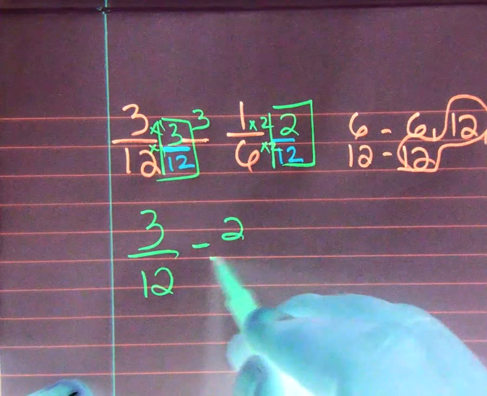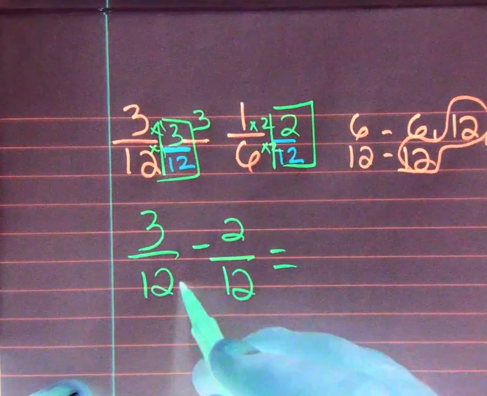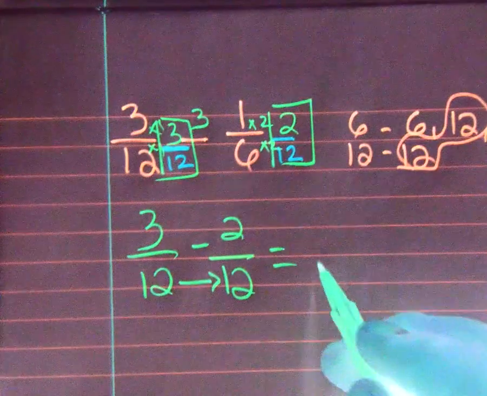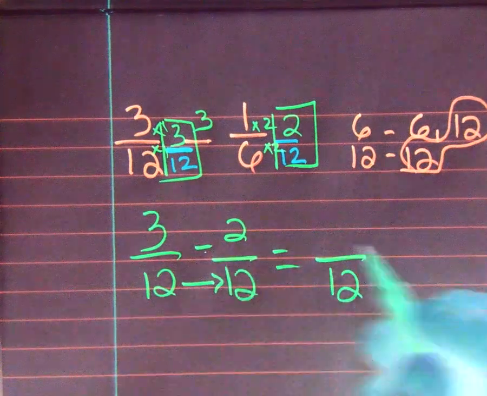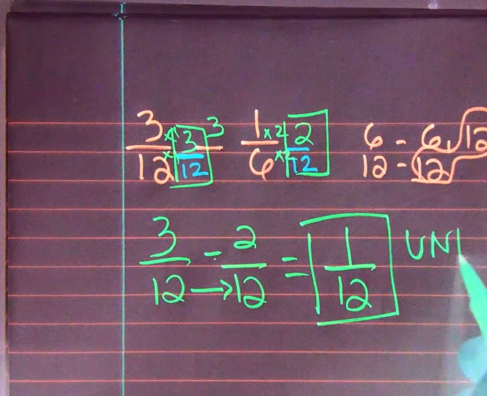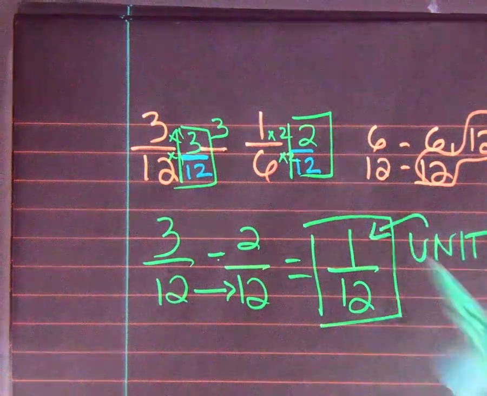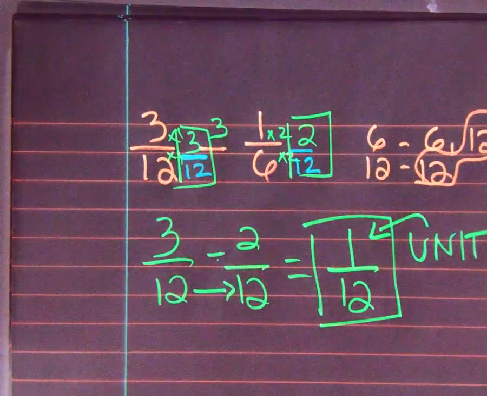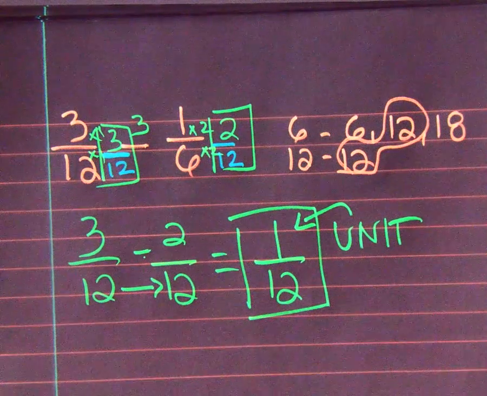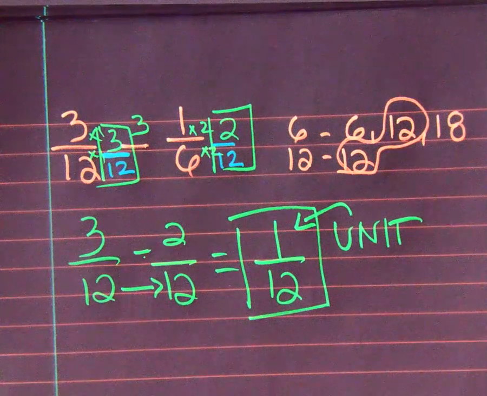3/12 minus 2/12. Denominators still do not subtract. When we add or subtract, the denominators stay the same, so that's 12. 3 minus 2 is 1. And I know that's the simplest fraction because it's a unit fraction, because it only has a 1 on top. 1/12. Easy, breezy, beautiful. Right? You got it.